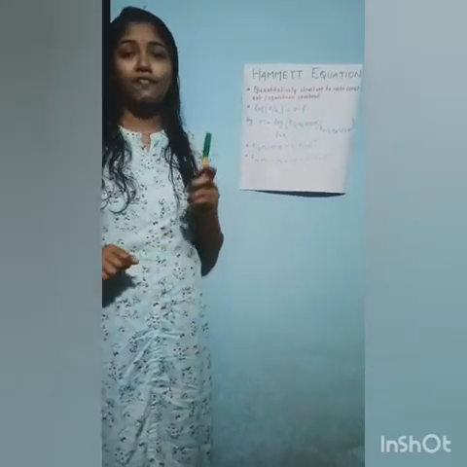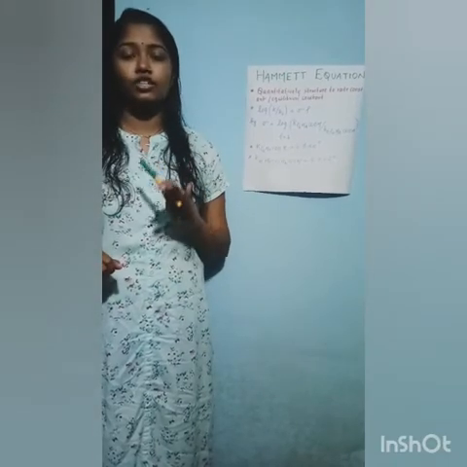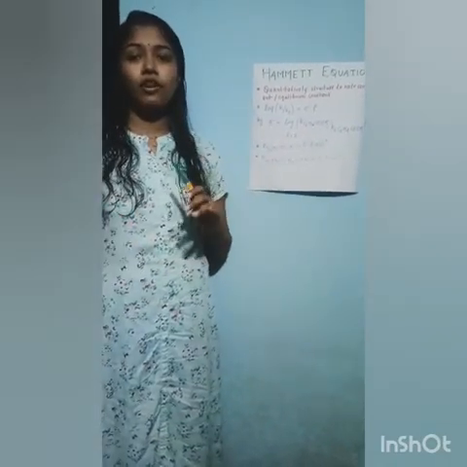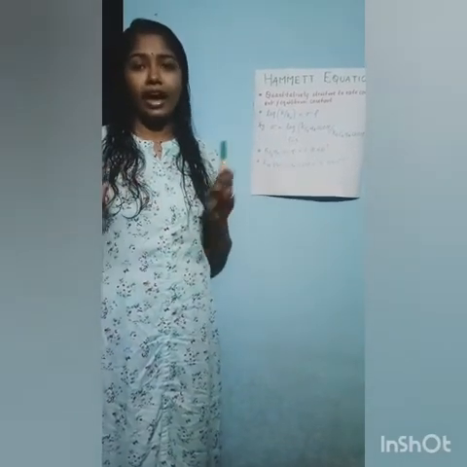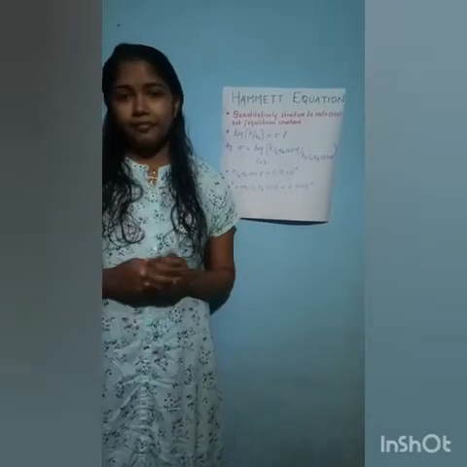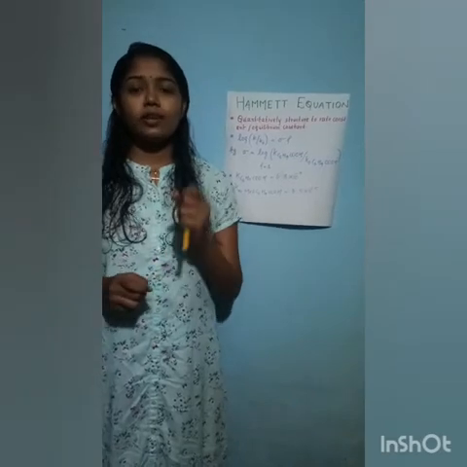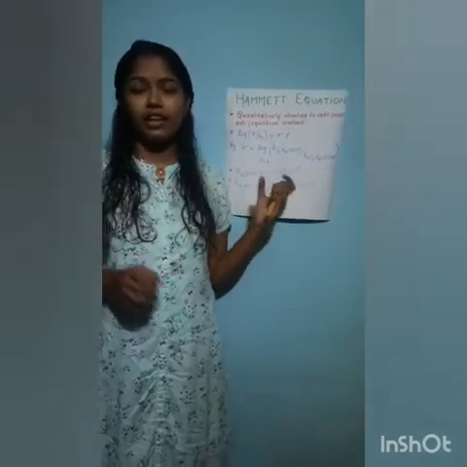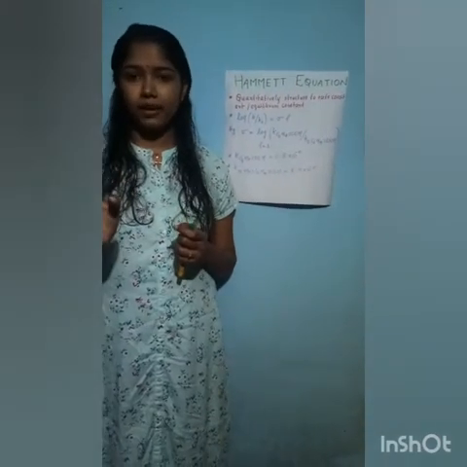Sigma is the effect of a substituent on the rate of a reaction. Sigma value is different for meta and para positions. Then we are going to see what is the substituent constant, that is sigma. Sigma is a number.